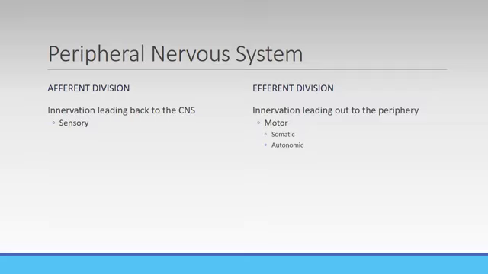Within the peripheral nervous system, one of the ways to divide it is you've got the afferent division and the efferent division. The afferent division is all the innervations that are leading back to the central nervous system from the periphery. So most typically this involves the sensory components. The efferent division is innervations leading outward from the central nervous system to the periphery. And this typically involves the motor aspect, both the somatic and the autonomic.